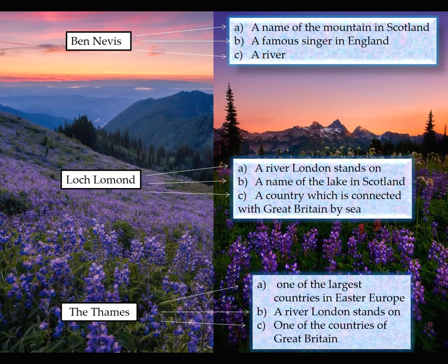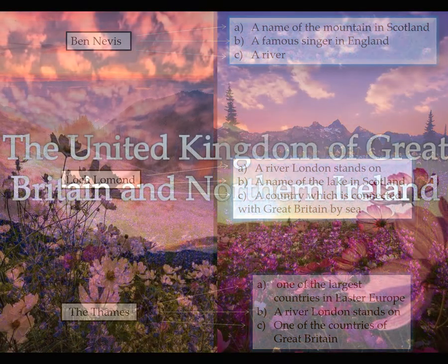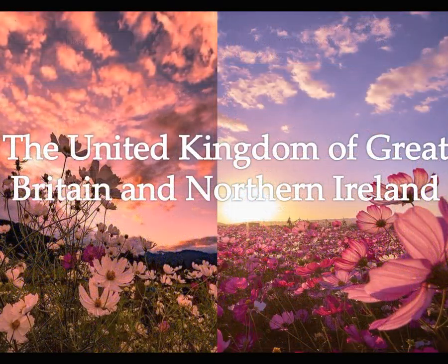Loch Lomond: a river London stands on, a name of a lake in Scotland, a country which is connected with Great Britain by sea. The Thames: one of the largest countries in Eastern Europe, a river London stands on, one of the countries of Great Britain. The United Kingdom of Great Britain and Northern Ireland.